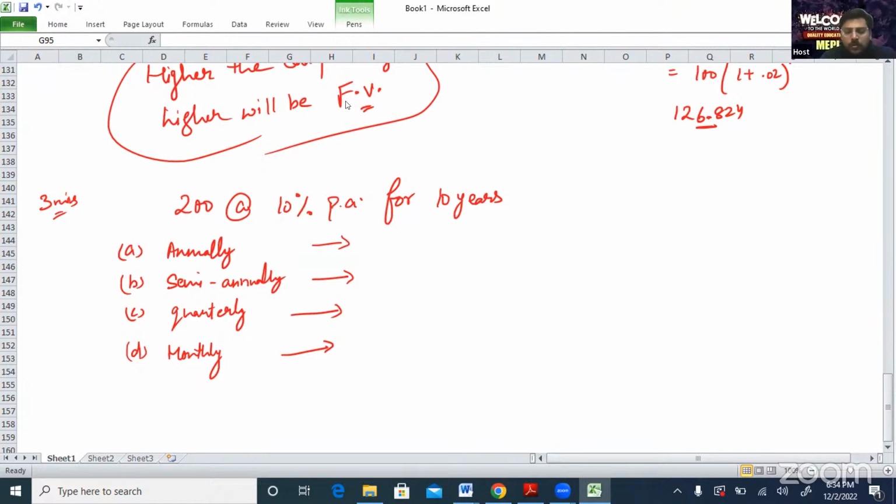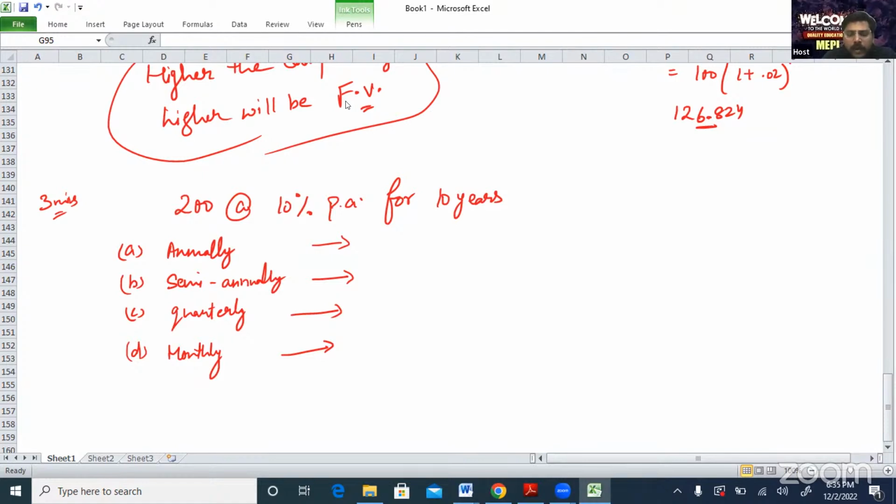Okay. So let me do it together. Let me write down my answers here. First I will clear the TVM: second, and then future value. So all the TVM is clear. Now what is my N? In the first case, my compounding is annual, so 10 years multiplied by 1, because there is one compounding in a year. So my N is 10.